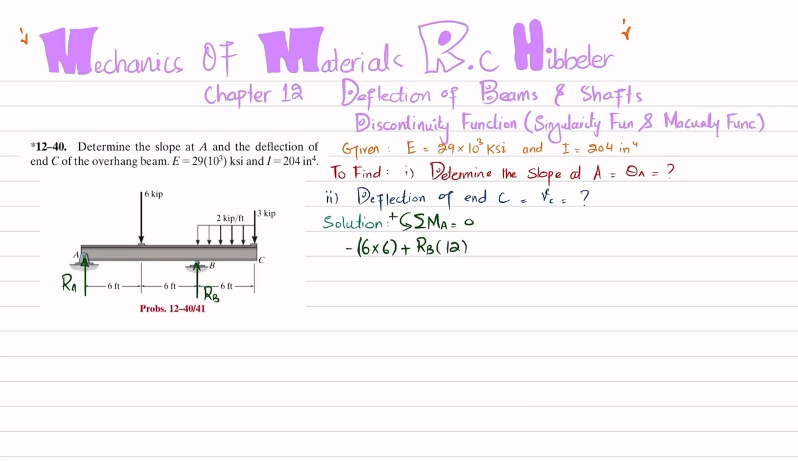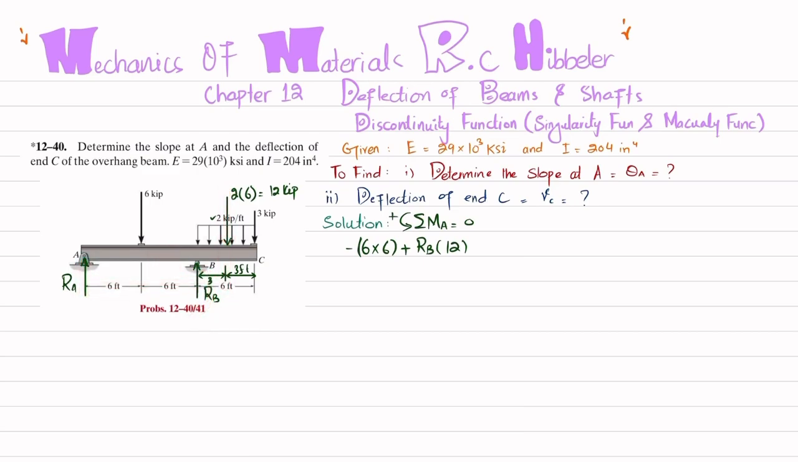The third moment is produced due to this distributed load. When converted into a point load, this will be equal to 2 into our length, that is 6, which is equal to 12 kip, and that will act at a distance of 3, because 6 divided by 2 is 3. That will act in the middle, so this is 3 and this is also 3 feet. Due to this point load there will be a moment, and the perpendicular distance is now 15, and this is producing clockwise, so it will be negative.